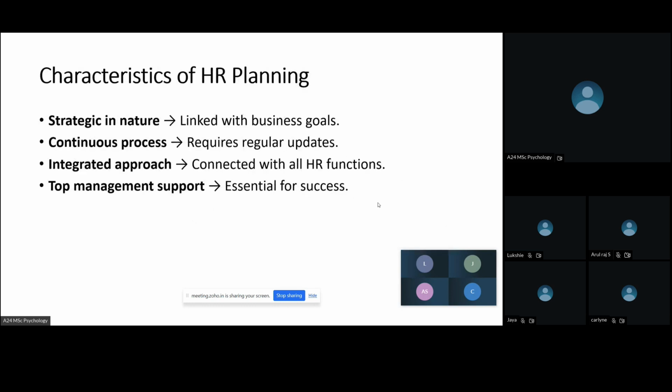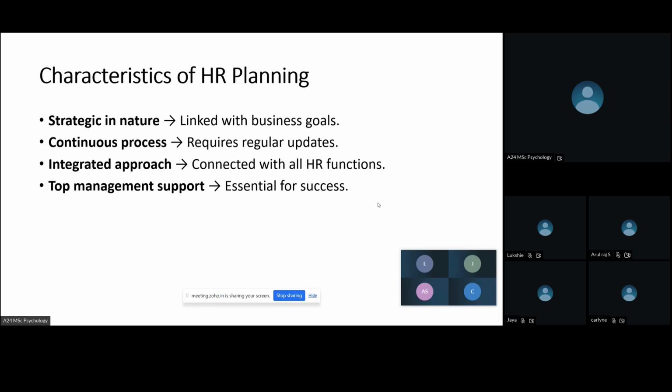Now, what are the characteristics of HR planning? If you think about it from the last slides, obviously it is strategic in nature. It is mainly linked with business goals. It does not link with individual goals or team goals. Mainly, HR planning works for strategic initiatives, and it needs to be processed in a continuous manner, so regular updates need to be done. We need to make sure, if this person has been working here for 2 years, has their salary improved in these 2 years? If not, we need to check if it is the right time to give a salary review for this person, and if the performance assessments are happening on time.